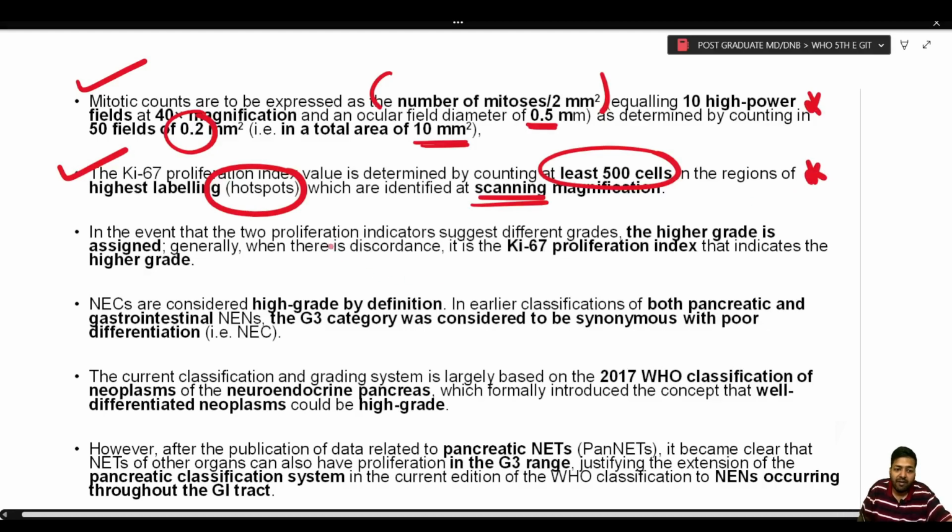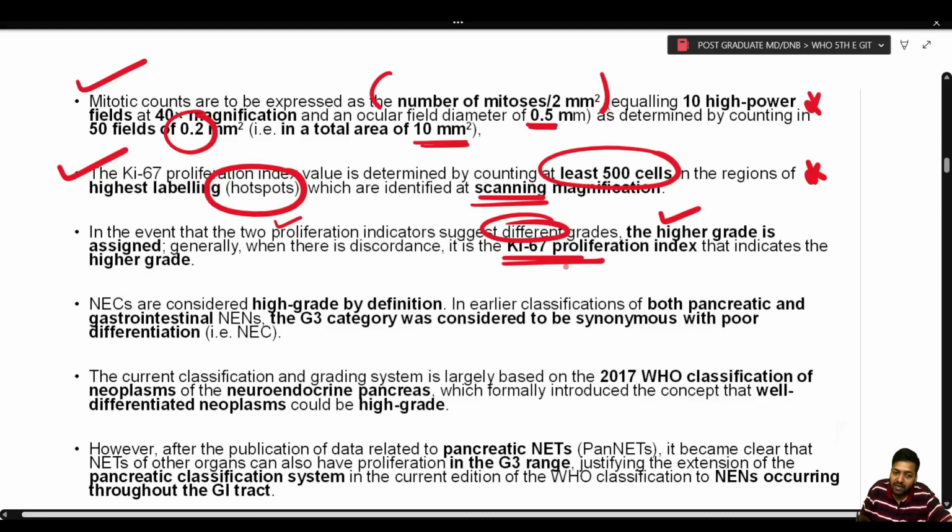As I already explained, if a particular tumor gives two different values for your parameters, like the mitotic count is 2 to 20 for one tumor, whereas the Ki67 is more than 20, then in the event that the two proliferation indicators suggest different grades, the higher grade is always assigned. Generally, whenever there is discordance, it is the Ki67 index that gives a higher value, so that is what is chosen for the higher grade. The neuroendocrine carcinomas are considered high grade by definition.